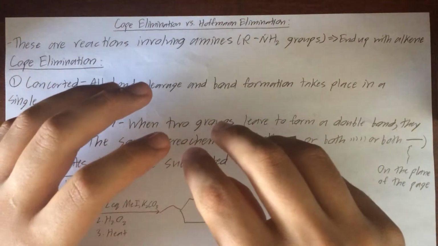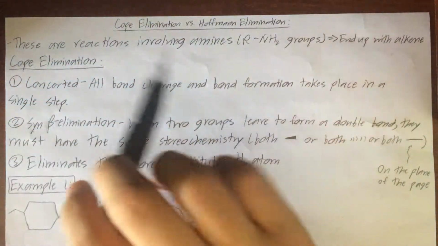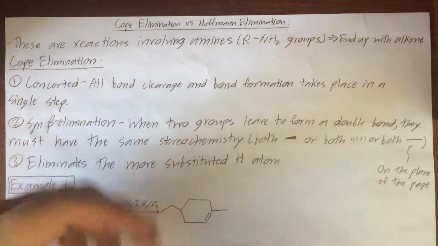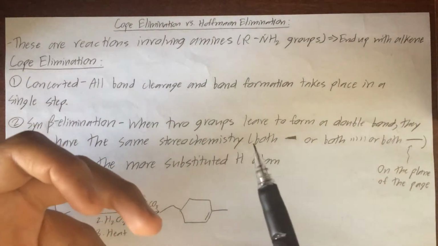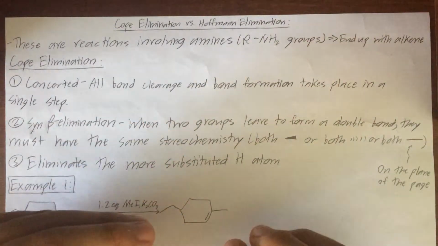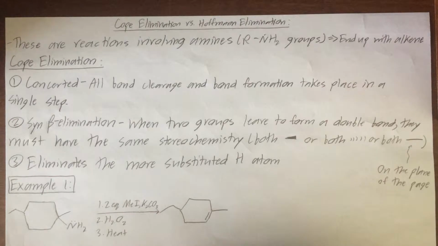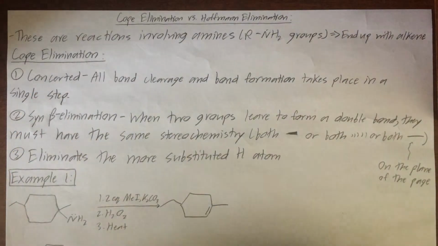So in the first video, we're going to be talking about the main aspects of the Cope elimination, and in the video after this one, we're going to be talking about the main aspects of the Hofmann elimination so that you know about the key differences between these two types of reactions. So let's start with the Cope elimination.